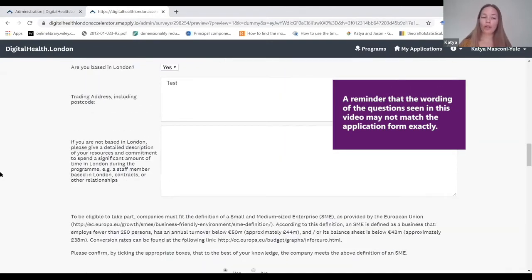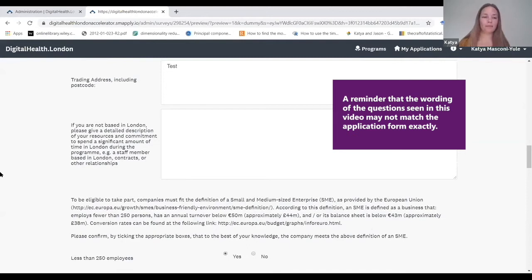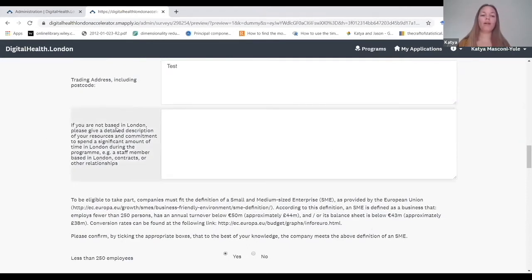An important question for companies who are not based in London is this question. We really do require some detailed description of what it is that your resources and commitment are in terms of spending time in London to make the most out of the program. Please do use this box with as much detail as possible.